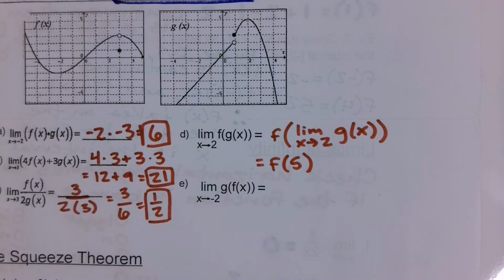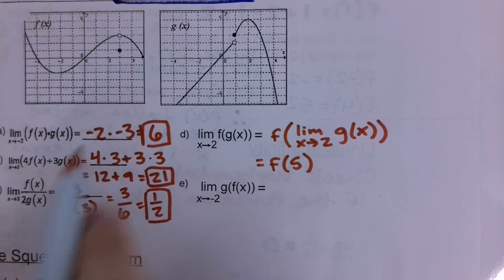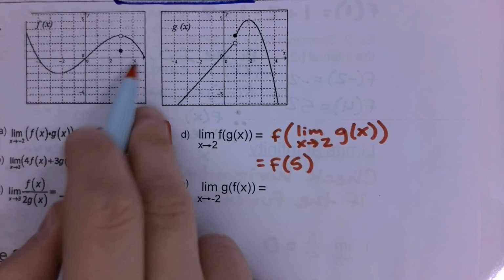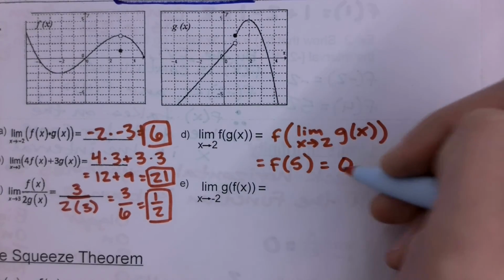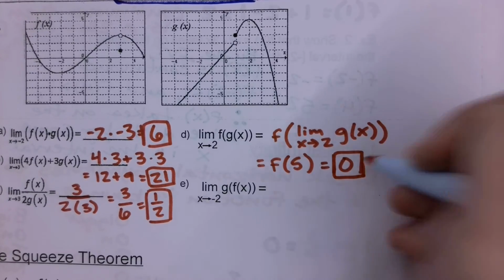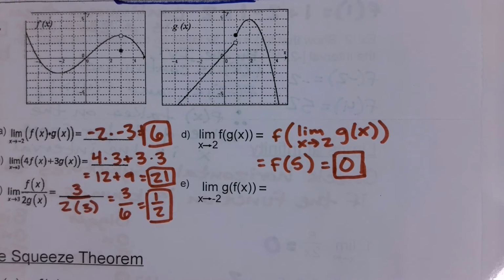And then for this part, we're not finding a limit, we are finding a value. So now we're going to our function and saying, what is f of 5? And it looks like 0. Yep. And that's what we've got. So finding the limit of the inside function, and then we're just plugging it into the outside one. Okay, go ahead and try E.